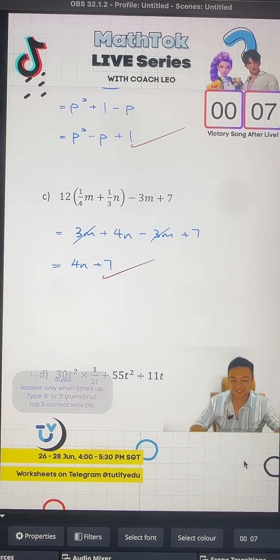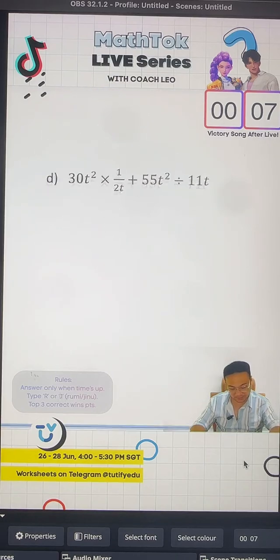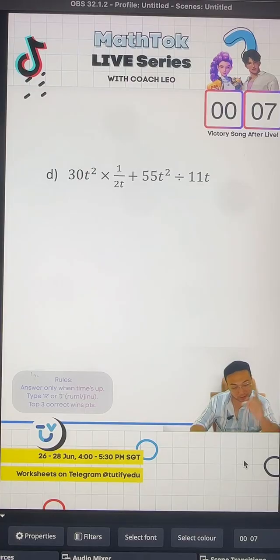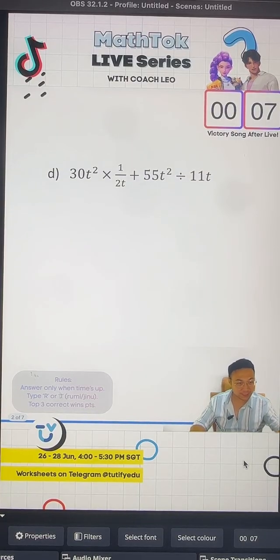There you go. Alright, so let's take a look at question D. Okay, remember the order of operations. Always focus on multiplication and division before you do addition and subtraction. So why not you take some time to try this out, students? Then I'll start the countdown timer and I'll see who are the top 3 students who get it correct, okay?